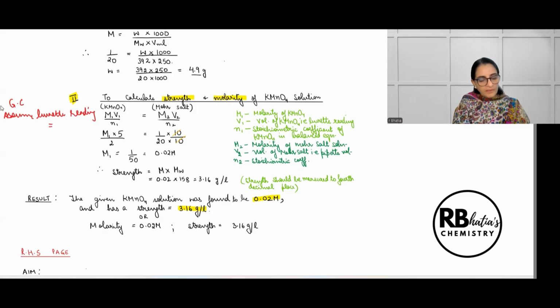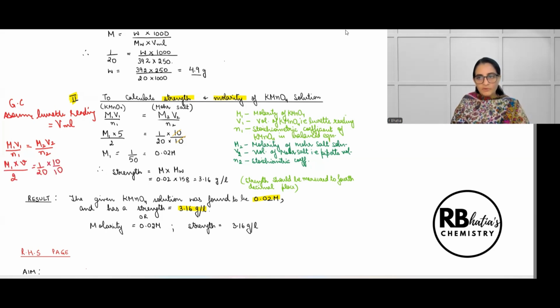Assume the burette reading to be V ml, and then put M1V1 upon N1 is equal to M2V2 upon N2. How will you substitute the values? M1 is KMnO4 molarity that we need to calculate. V1 is the burette reading, which we are going to keep as V. Right? This is 2. This is 1/20. This is 10 and this is 10.